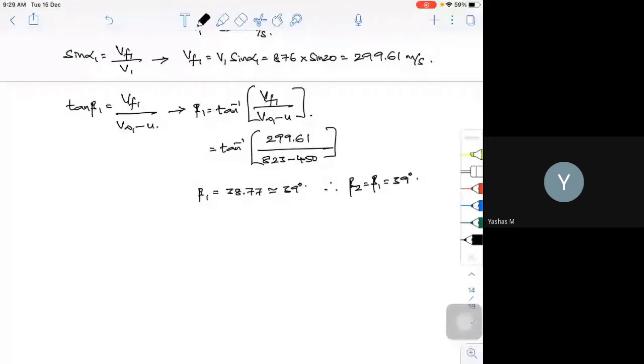Other than this, what am I supposed to find now? I need to find the power. If I want to find the power, I need the whirl velocities and the mass flow rate. Mass flow rate is not given in this numerical, but they have given the area, which is 0.24. I know the value of velocity, but how do I find the density?